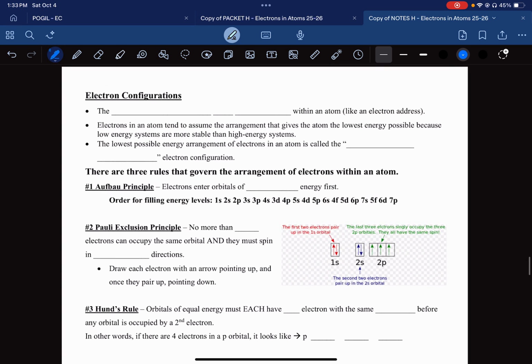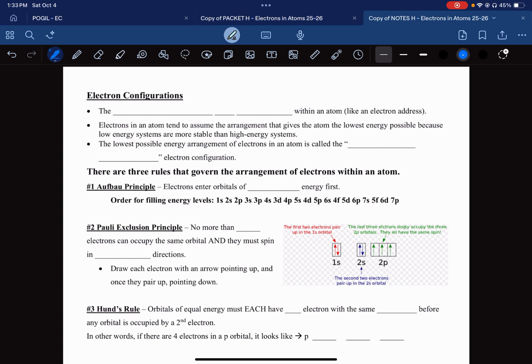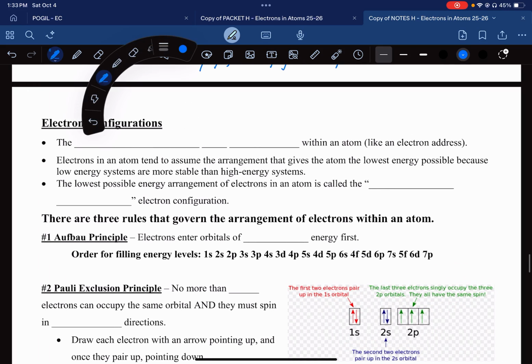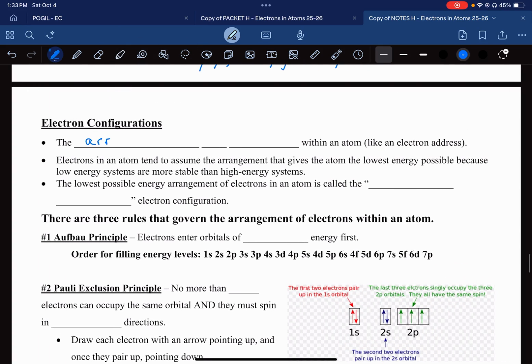So here in the notes we're picking up, it says electron configurations, and it is the arrangement of electrons within an atom. It's like the electron address. Okay, so arrangement of electrons within an atom.